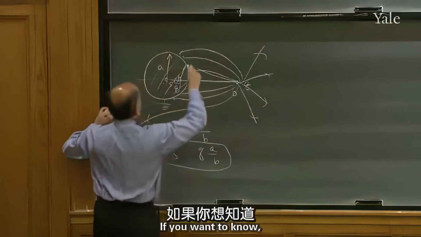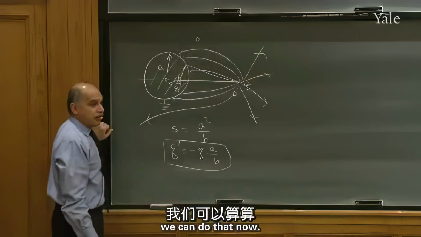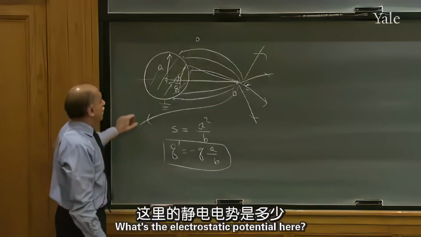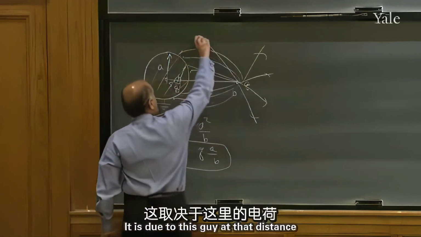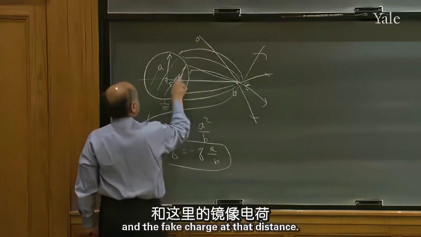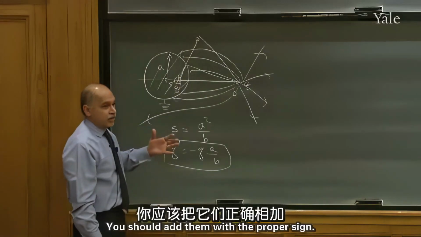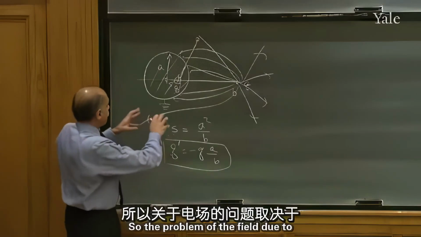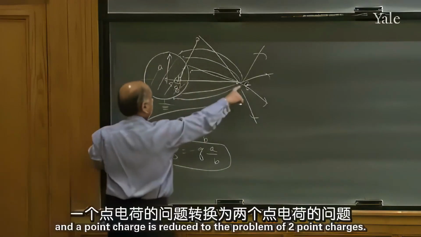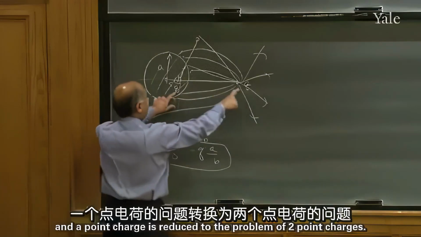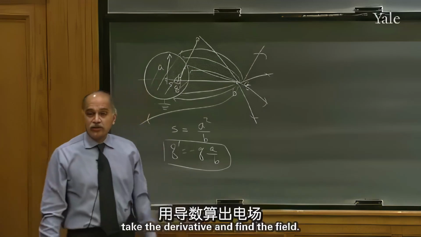So if you want to know what is the electrostatic potential there in this problem, we can do that now. What's the electrostatic potential here? It is due to this guy at that distance and the fake charge at that distance. You should add them with the proper sign. So the problem of the field due to very complicated distribution of charges on a conducting sphere and a point charge is reduced to the problem of 2 point charges. Very easy to add the potentials, take the derivative, and find the field.